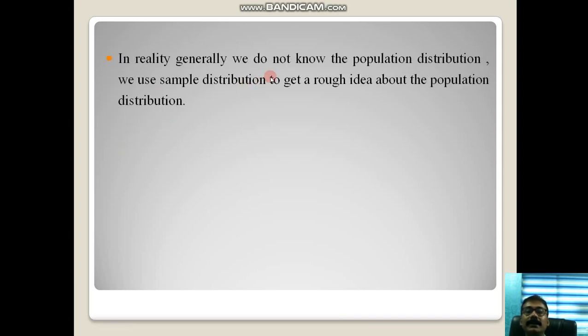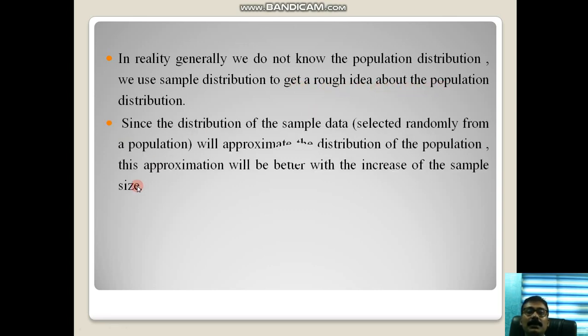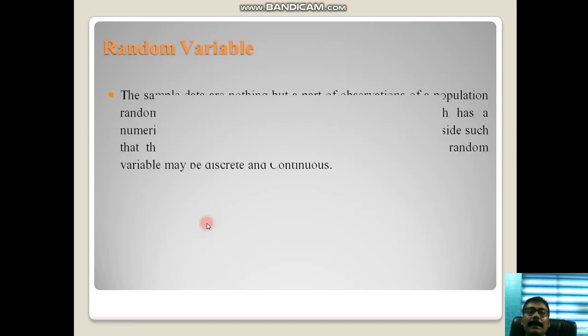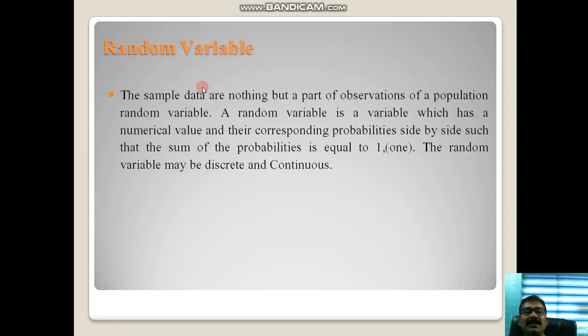In reality, generally we do not know the population distribution. We use sample distribution to get a rough idea about the population distribution. Since the distribution of sample data selected randomly from a population will approximate the distribution of the population, this approximation will be better with the increase of sample size. Therefore, sampling distribution is basically concerned with the relationship between the distribution of the population and the distribution of the sample. In this context, one important concept is random variable.